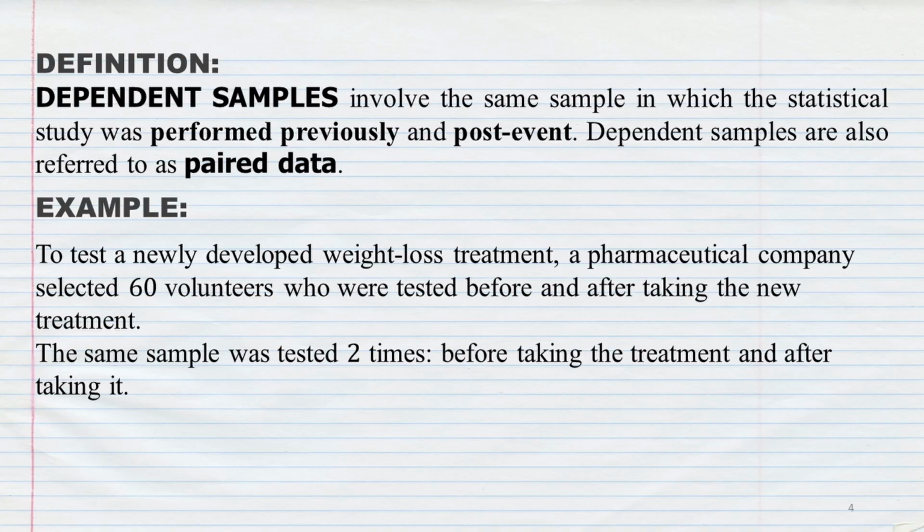Now, let's define dependent samples. Dependent samples involve the same sample in which the statistical study was performed previously and post-event. Dependent samples are also referred to as paired data. Example: to test a newly developed weight loss treatment, a pharmaceutical company selected 60 volunteers who were tested before and after taking the new treatment. The same sample was tested 2 times, before taking the treatment and after taking it.